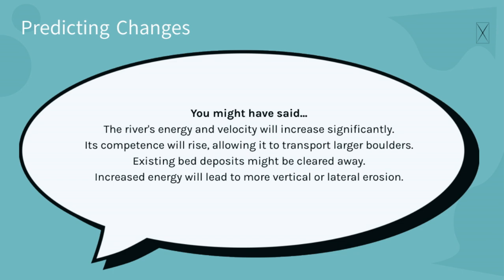A strong GCSE answer might say, if a storm doubles the river's volume and speed, the river's velocity and energy increase. This increases its competence, meaning it can transport larger particles, and its capacity, meaning it can carry more total load. Material that was previously deposited on the riverbed may be picked up and transported. The higher energy may also increase erosion of the bed and banks. That answer is strong because it uses the key terms competence, capacity, velocity, and erosion.